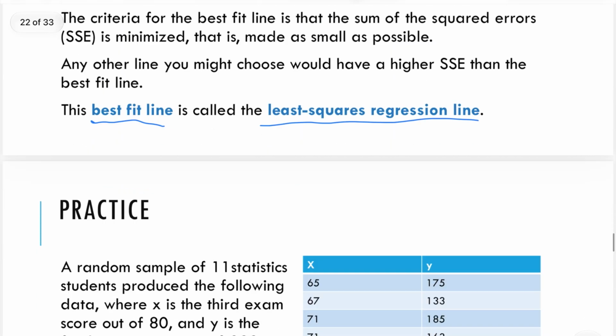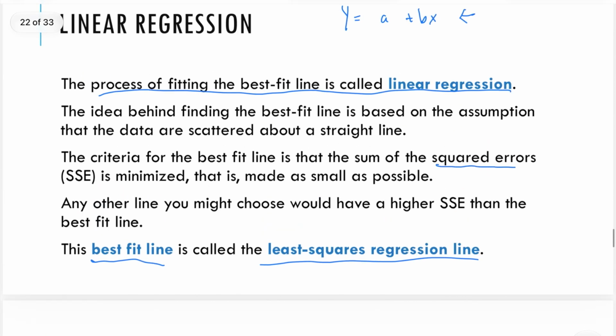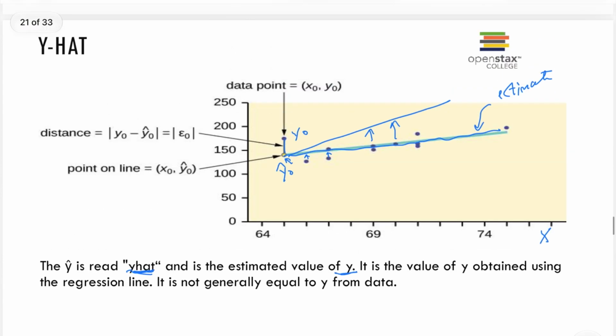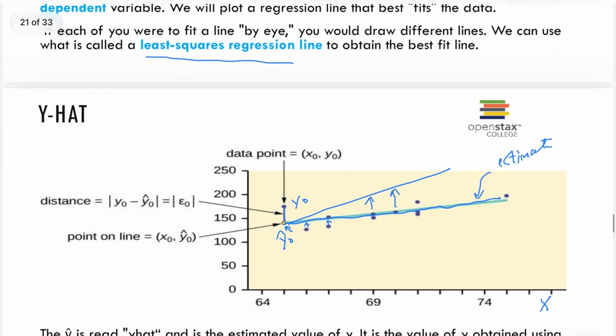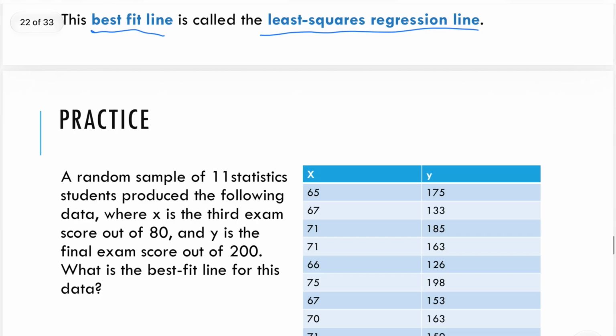Now the line of best fit, it minimizes the squared errors. So it minimizes the errors. The errors are made as small as possible. So these are your errors here. The distance between your points and the line. So you want to have that line that minimizes that.